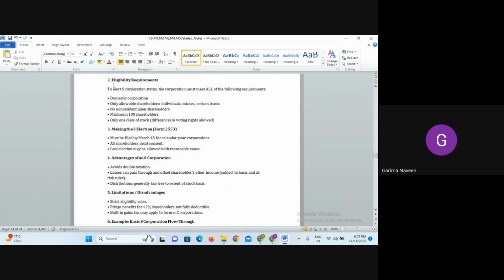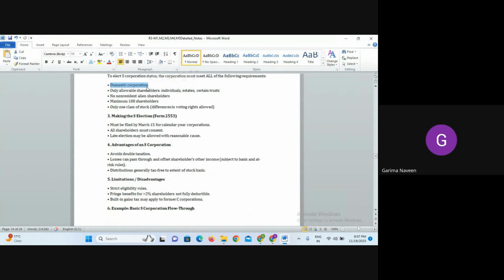There are certain eligibility requirements for a corporation to be an S corp. First is a domestic corporation. That means to be considered an S corporation, it should be incorporated in any state of the US. Only allowable shareholders: the shareholders can be individuals and certain estates and trusts. Partnerships and C corporations are usually not allowed to be shareholders.